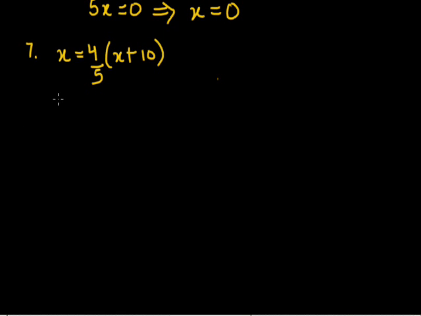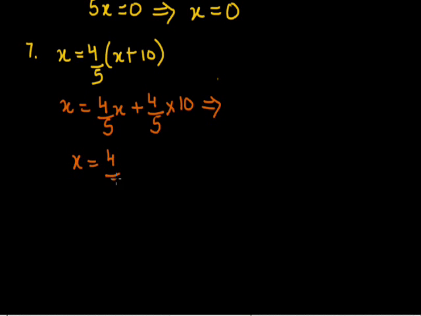Again, first of all, I have to solve the bracket. So x is equal to 4 upon 5 x plus 4 upon 5 into 10. That is, x is equal to 4 upon 5x plus 8. Now taking the variables on one side, if I shift 4 upon 5x to the left hand side, it will become x minus 4x upon 5, that is equal to 8.